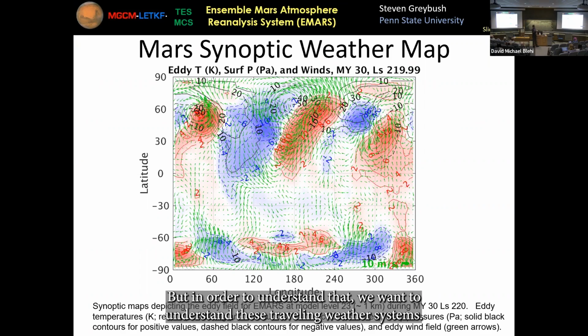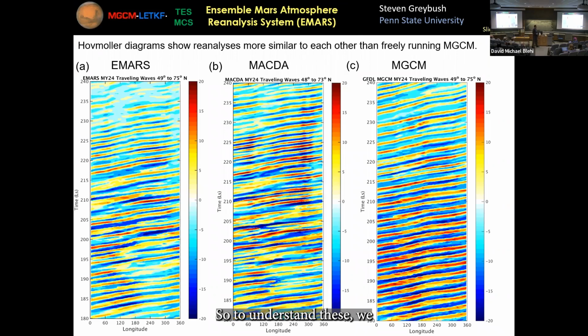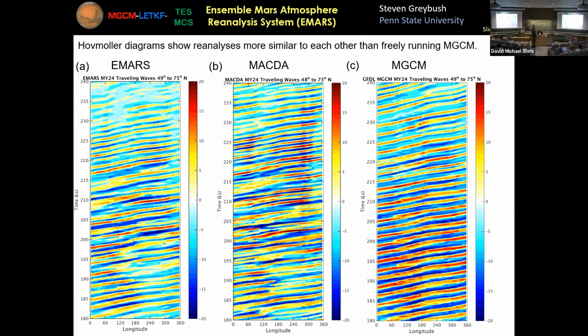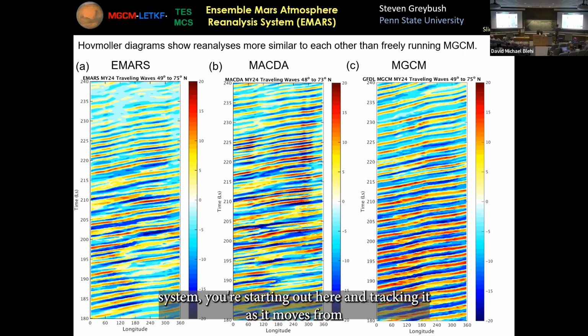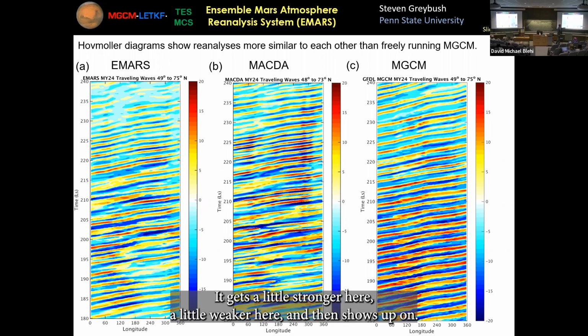But in order to understand that, we want to understand these traveling weather systems that we see. So to understand these, we can compare them across different modeling systems. This is a type of diagram called a Hovmöller diagram. If you haven't seen one before, this is longitude here, and this is time. You can imagine following a Martian weather system, starting out here and tracking it as it moves from west to east across the planet. It gets a little stronger here, a little weaker here, and then shows up on the other side of the planet.